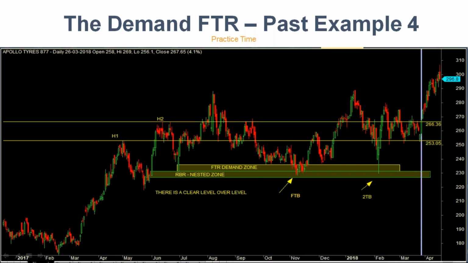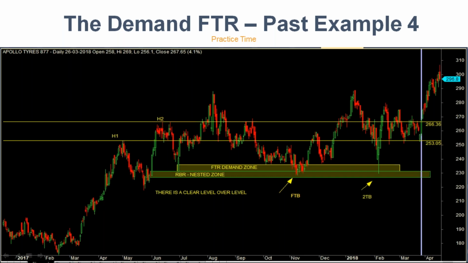Okay, so whenever there is a level over level, you must respect the level over level. Next, when will you take the trade? Whenever the price comes into the FTR zone proximal line, you can take it, and the stop loss can be below the RBR nested zone. Or you can ignore the FTR demand zone.